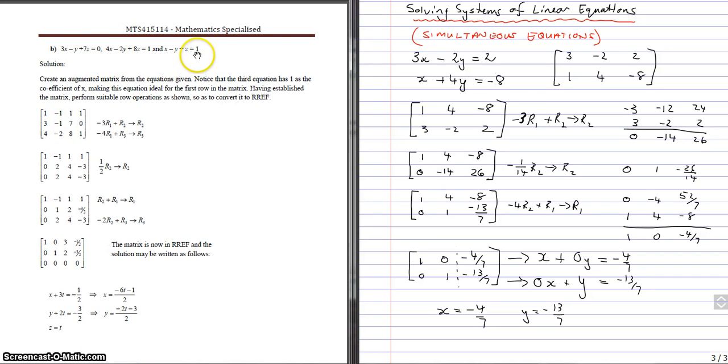What we have here is a system of 3 equations in 3 unknowns, and that's where it does come into its own. It's a handy method, but we'll look at that in the next video.